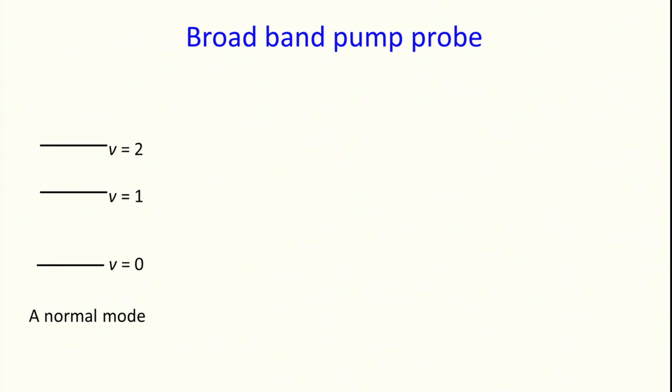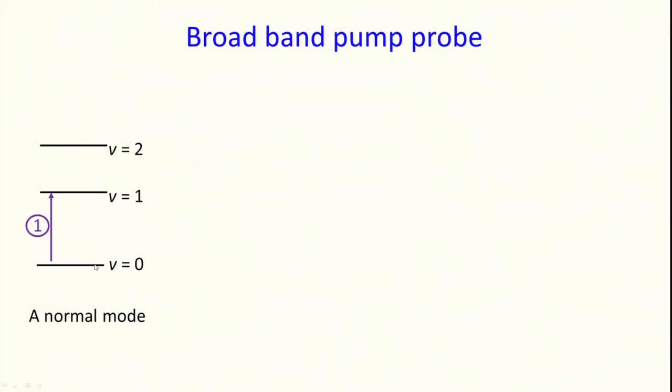Let us say these are the energy levels of a particular normal mode in a polyatomic molecule. For our purpose, we will only talk about V equal to 0, V equal to 1, V equal to 2. One can talk about V equal to 3, 4, 5, but at least to start, this is enough. So, as we know, in ground state at room temperature, only V equal to 0 is populated for all practical purposes. So, suppose I pump this, we call this process 1, and the corresponding band that we are going to show will be called band 1. I have pumped V equal to 0 to V equal to 1.